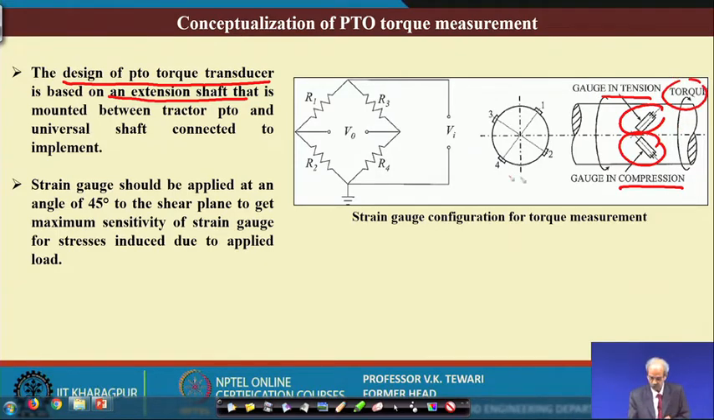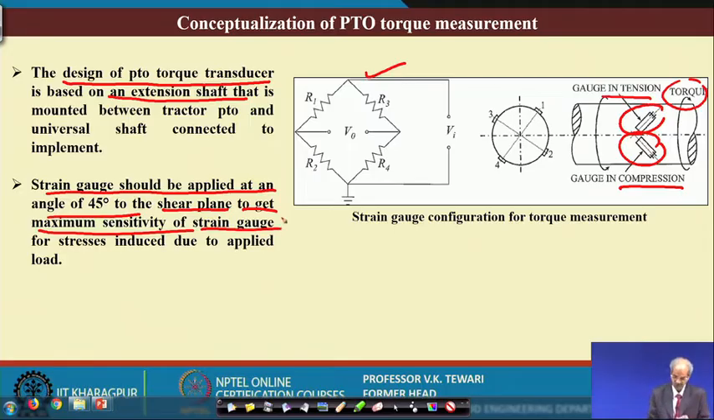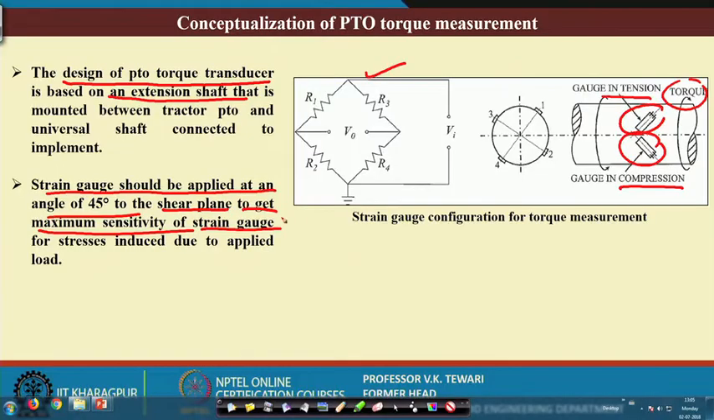Now, 1, 2, 3, 4, these are details, and this is the wheel. The strain gauges are applied at an angle of 45° to the shear plane to get maximum sensitivity of the strain gauges. Yes, this is very important, because you must get maximum sensitivity, then only can you say that you are in a position to measure the actual value, otherwise you will not. So, this is important.